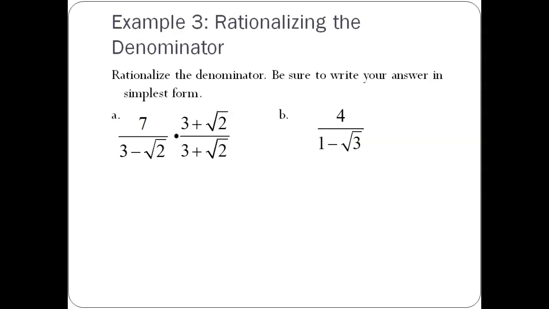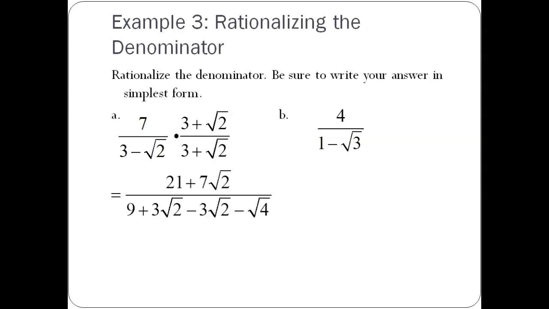All right, now let's go ahead and multiply this out. So 7 times 3, that's 21. 7 times root 2, that's 7 root 2. 3 times 3, and that's equal to 9. 3 times root 2, that's 3 root 2. Negative root 2 times 3, that's minus 3 root 2. And then negative root 2 times root 2, that's minus root 4.